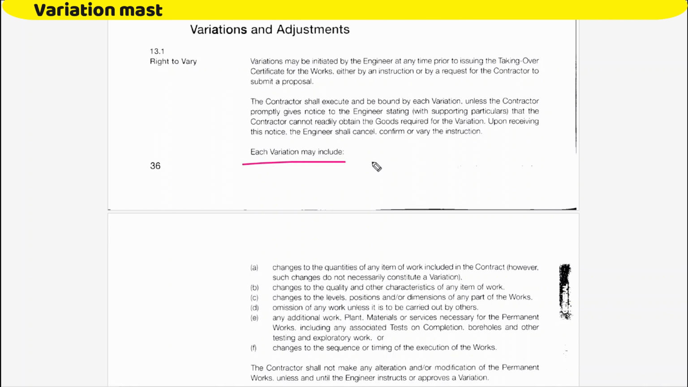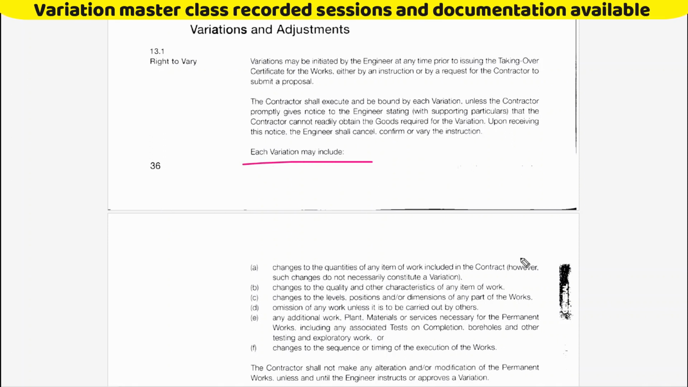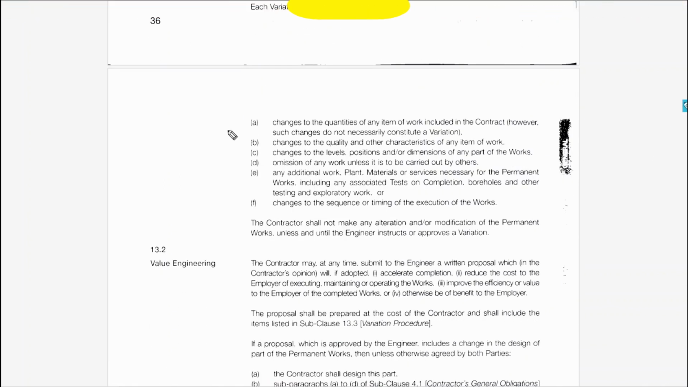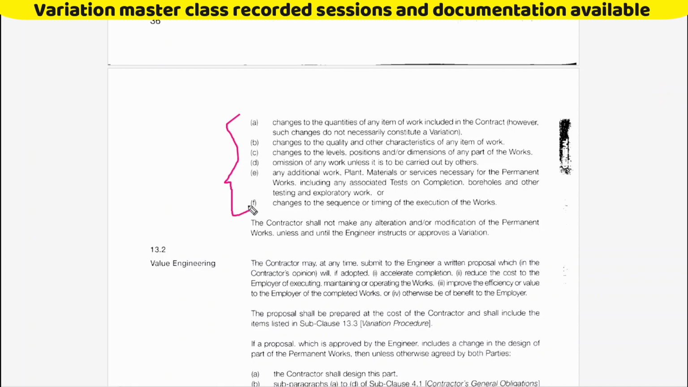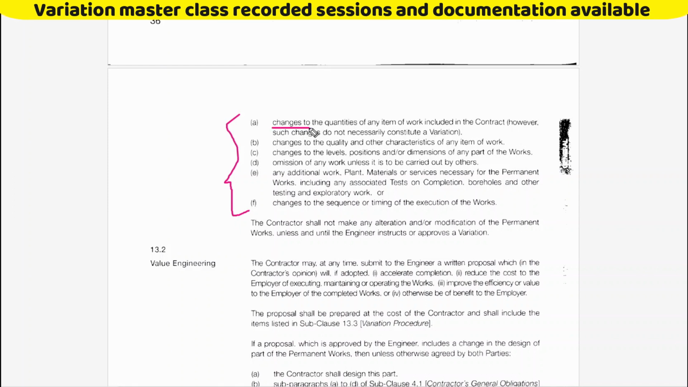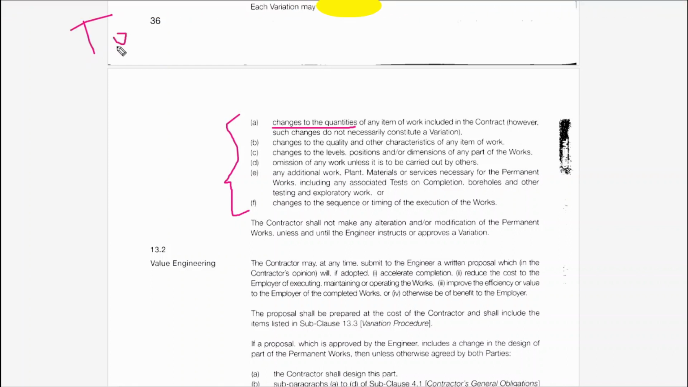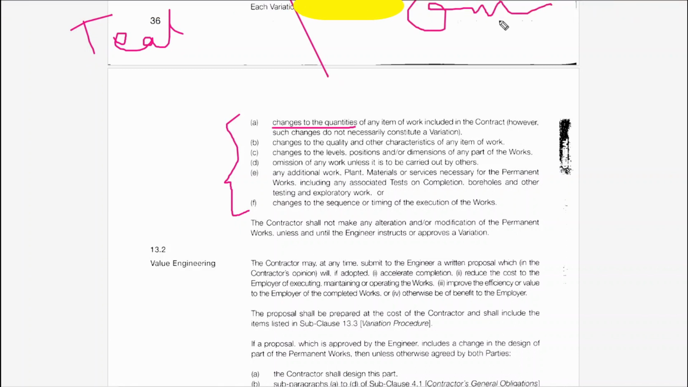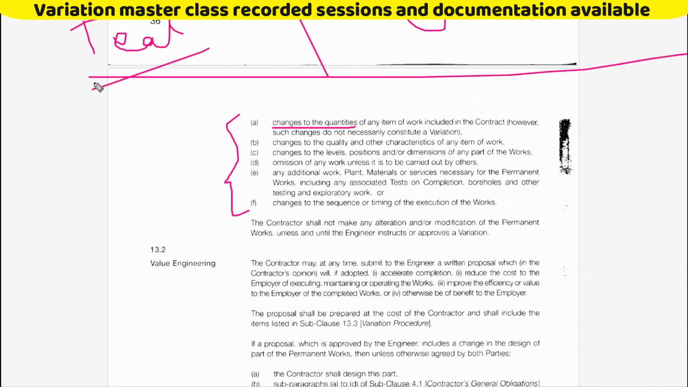Right, now the variation may be included. So what are the main factors that create a variation? Under FIDIC 99, they list six main points for how a variation is created. The first point, you can see here, is changes to the quantities. We have to understand some other important points. The first is the tender documentation, and the second is the construction or contract documentation. One is pre-contract, and the other is used for post-contract.